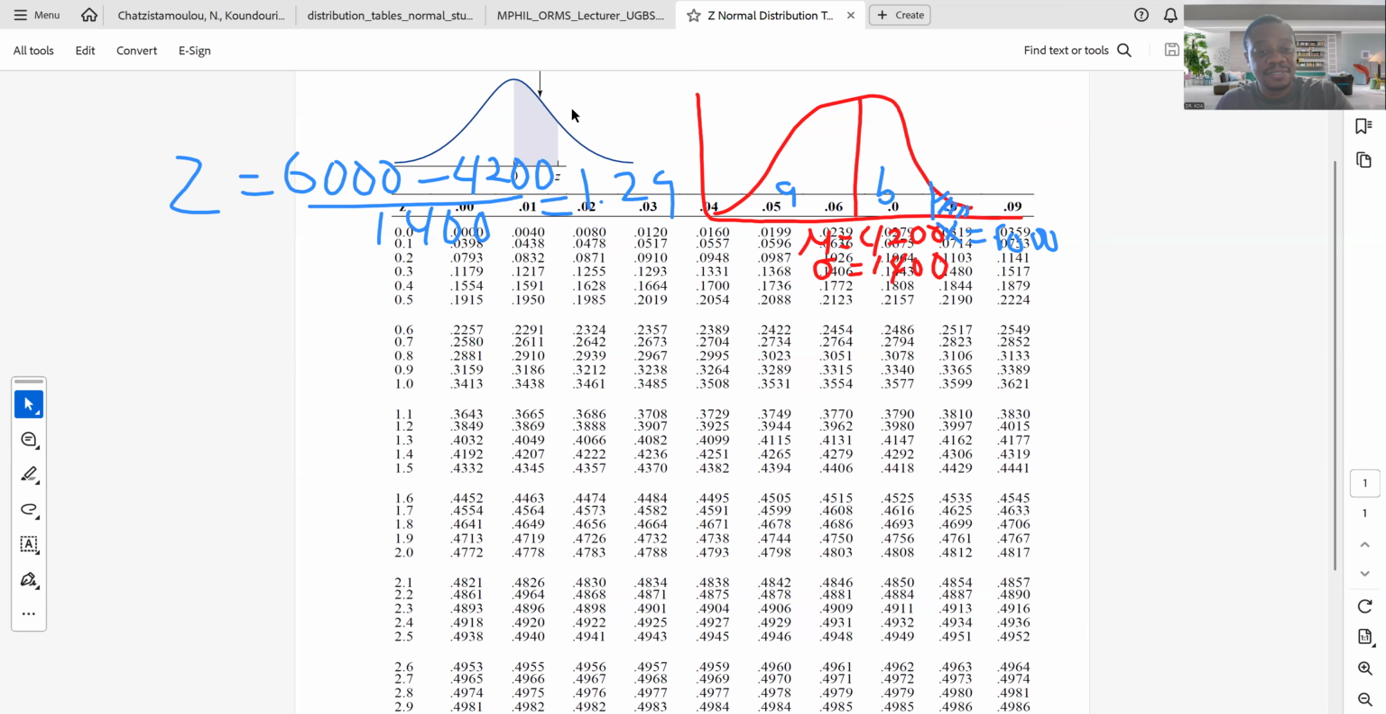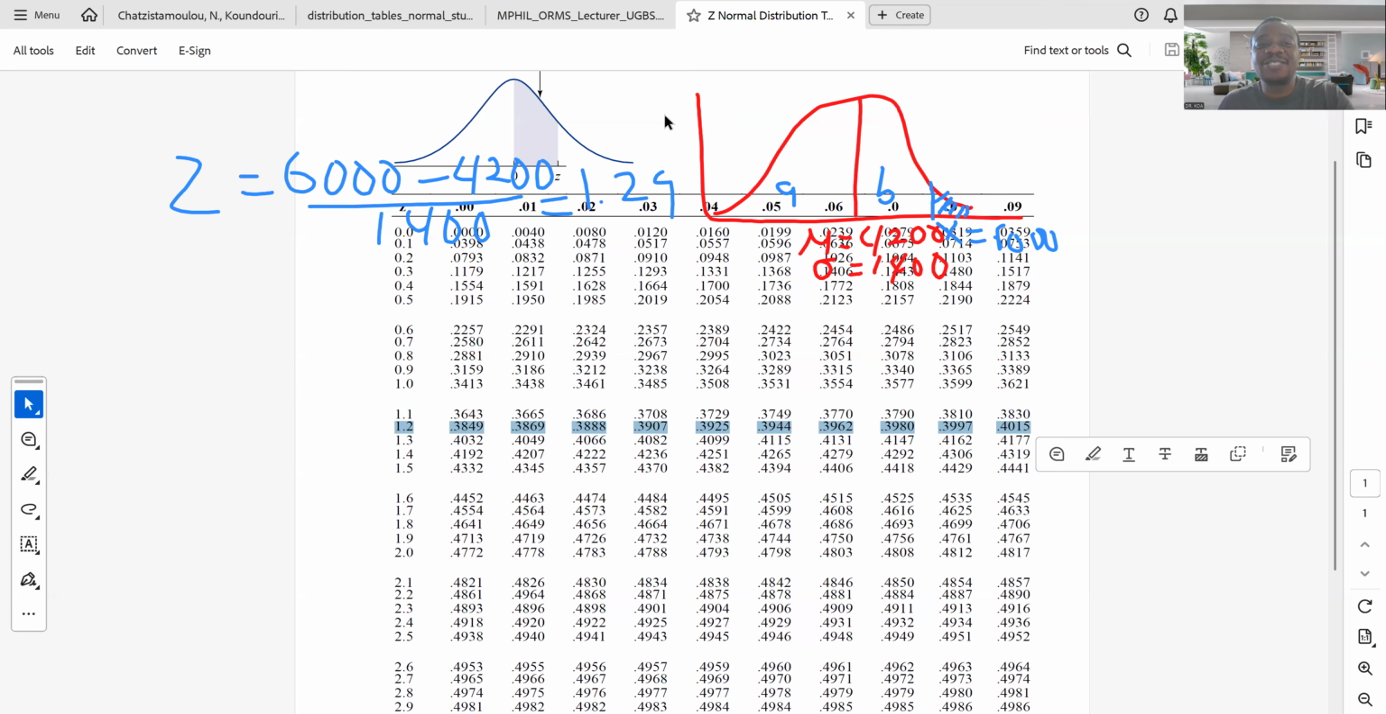What is it? Let me see whether I've got some people cracking. 1.2 under 9. Salam, you got the right answer. Patrick, Redeemer, Dinah, you got the right answer. That is 0.4015. So this is 1.2, and the 9 is the last one, which gives 0.4015. So that is the probability.